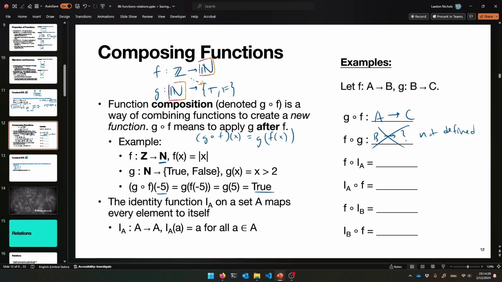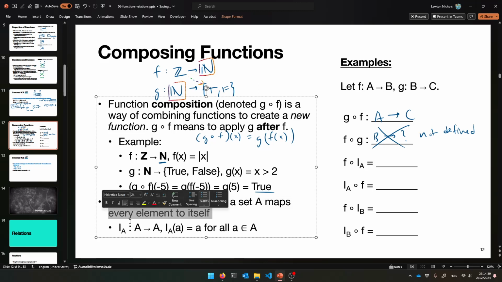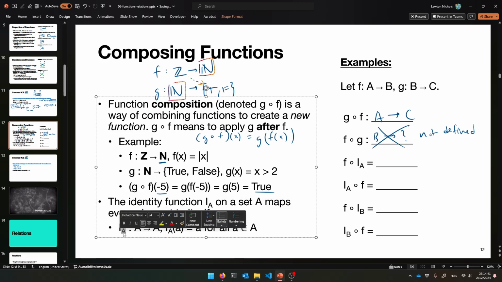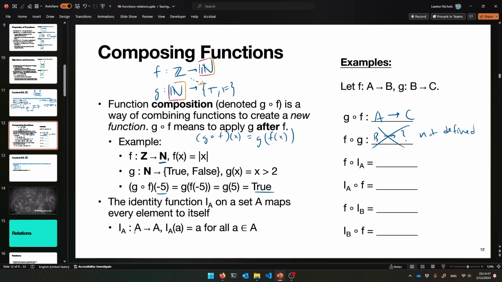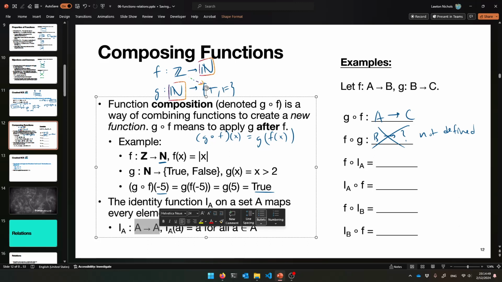Yeah, so with that in mind, there's one last kind of function that I want to talk about. It's just a default function. It's called the identity function. We'll say I sub A on a set A just maps every element to itself. So the identity function on the set A is, of course, going from A to itself, because it's taking an input right back to itself. It's still in the same set. So the input set is the output set. So it's from A to A. And so the identity function on the set A of some element just goes right back. The output is that original element. Okay, so that's how you define the identity function.